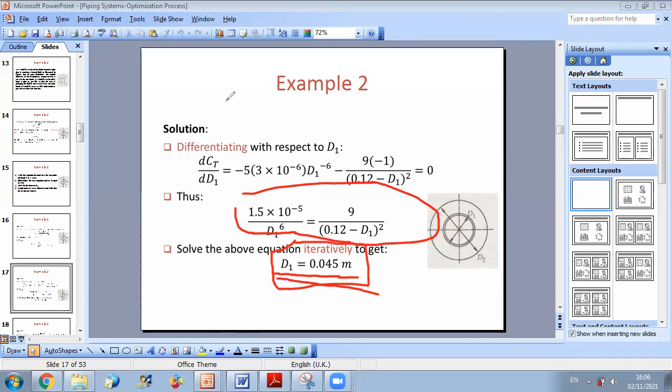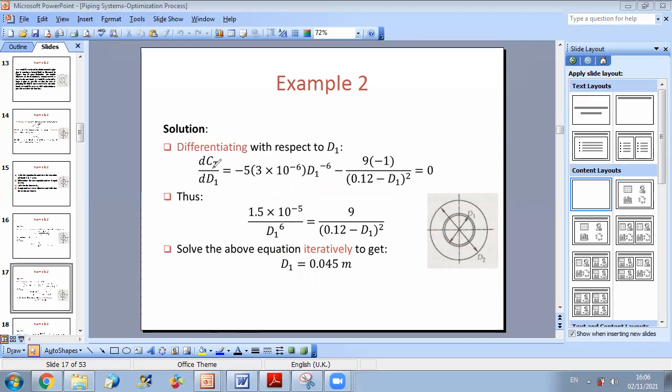Okay, any question on this? The whole idea is that I must know how to convert the information given into a mathematical equation and how to set my objective function. My purpose is to minimize cost, so the objective is to reduce the total cost. The total cost has two parts: the pumping cost, which benefits from increasing the diameter, and the heating cost, which you can reduce by increasing the insulation, meaning you have to reduce D1.